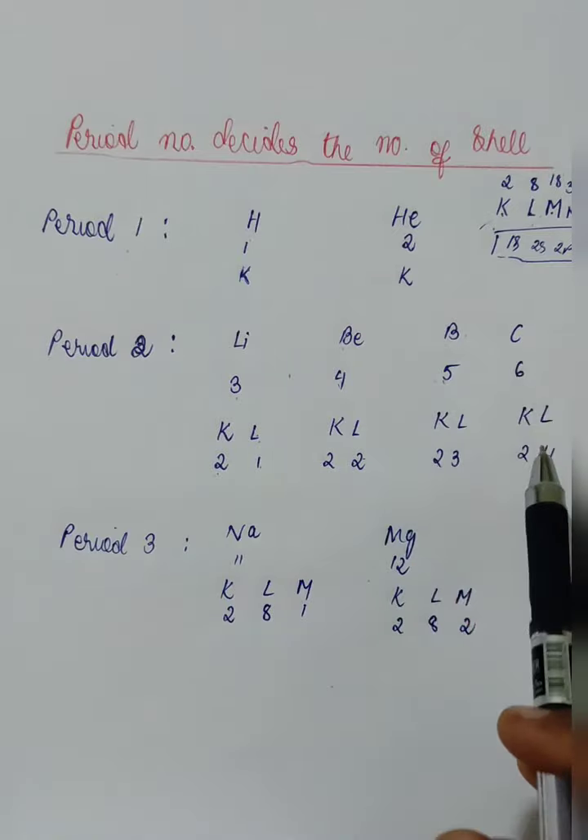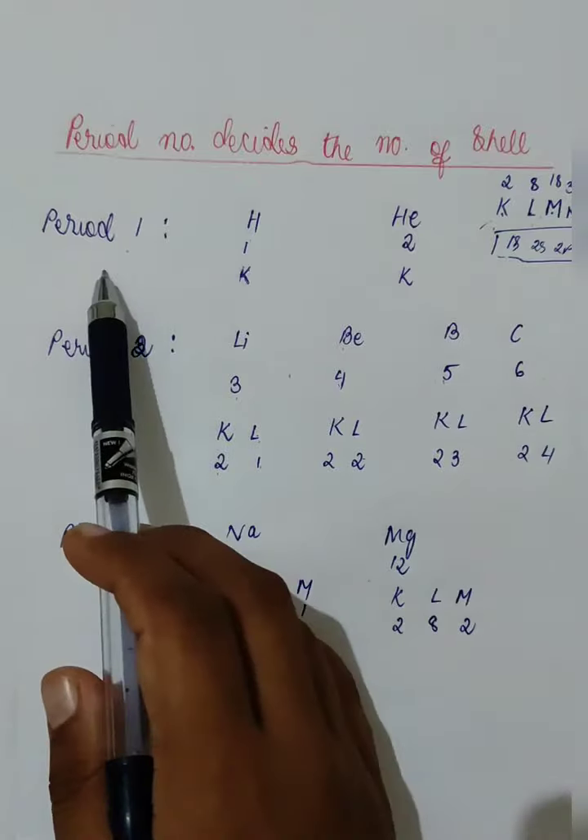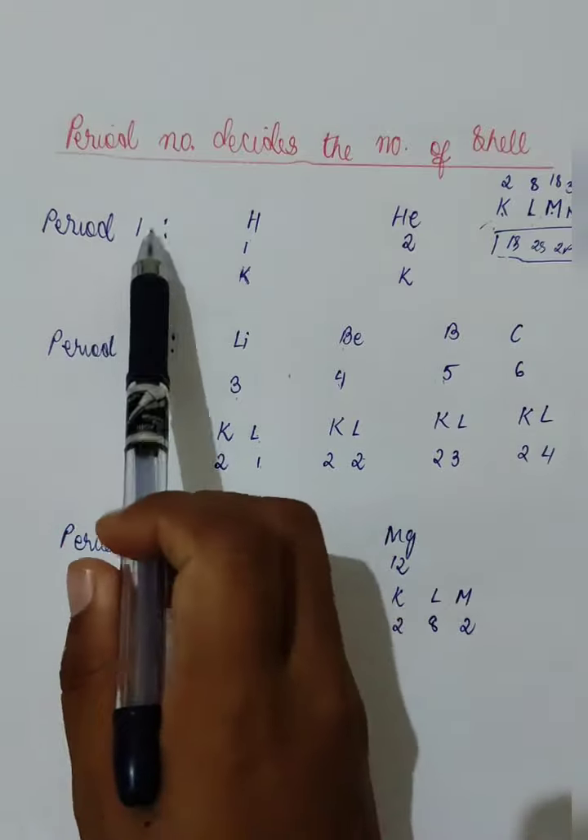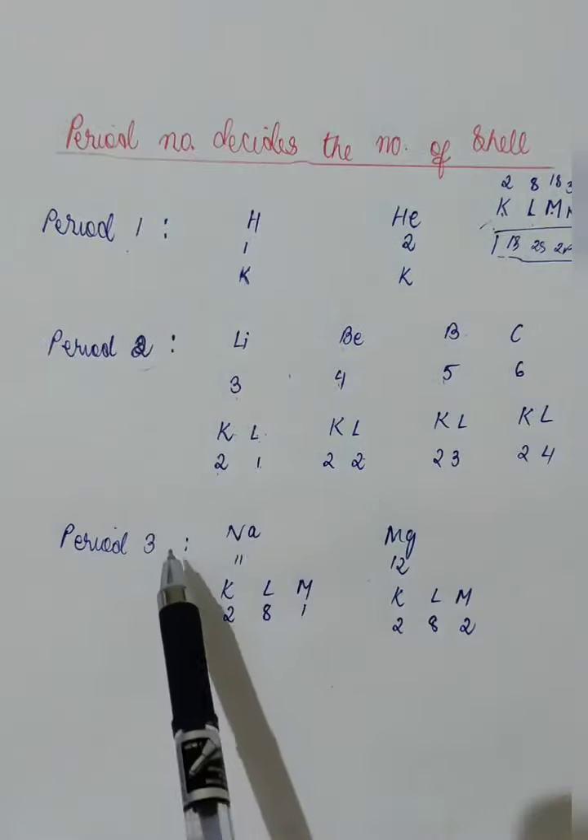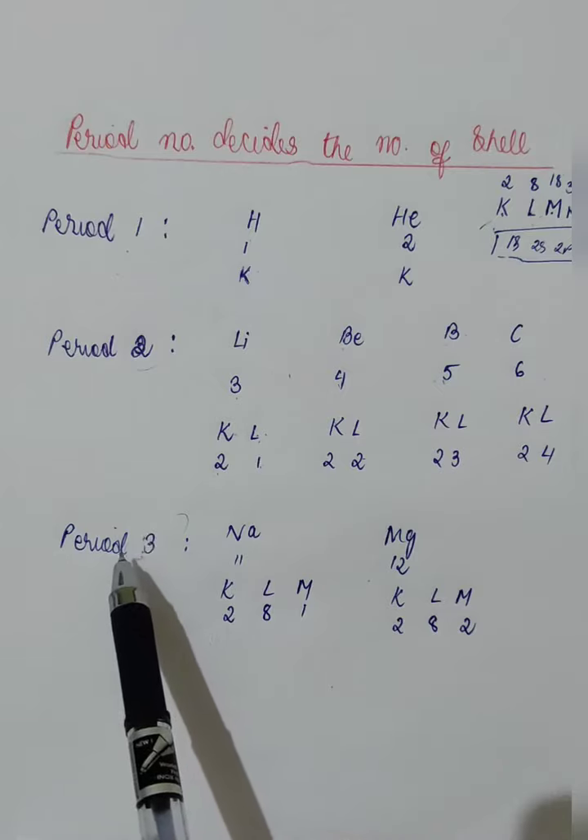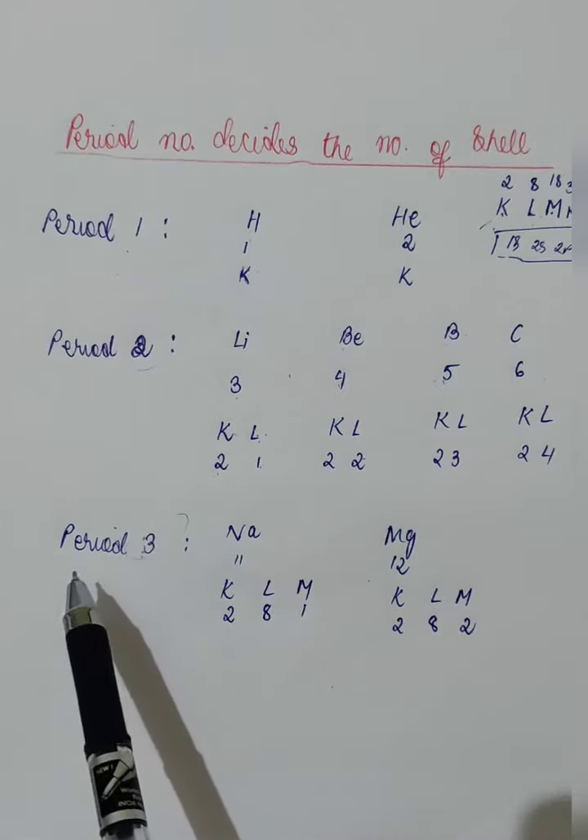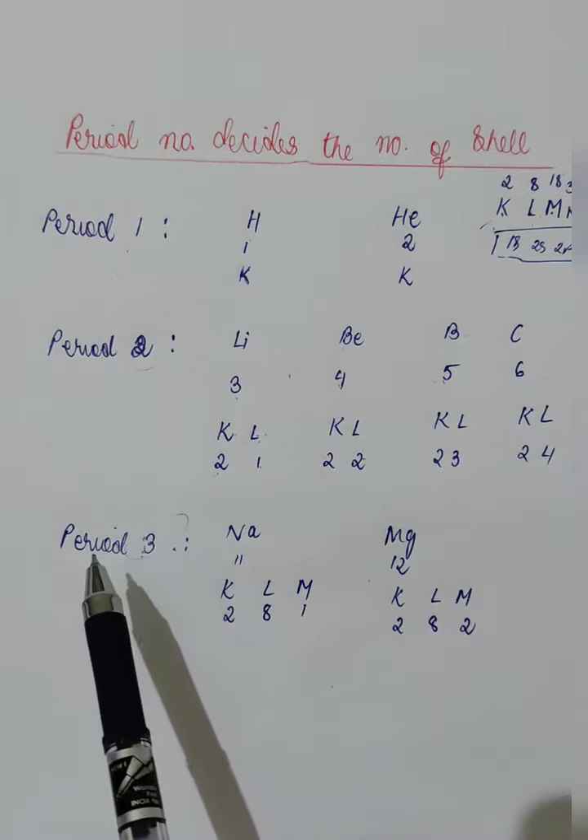Carbon 6, so it will be accommodated in 2 shells, K and L. So here we can see that the number of period means, 1 period means 1 shell, 2 period means 2 shell, 3 period means 3 shell. So the number of period will decide the number of shell. The number of group decides the valency. The number of period will decide the number of shell.